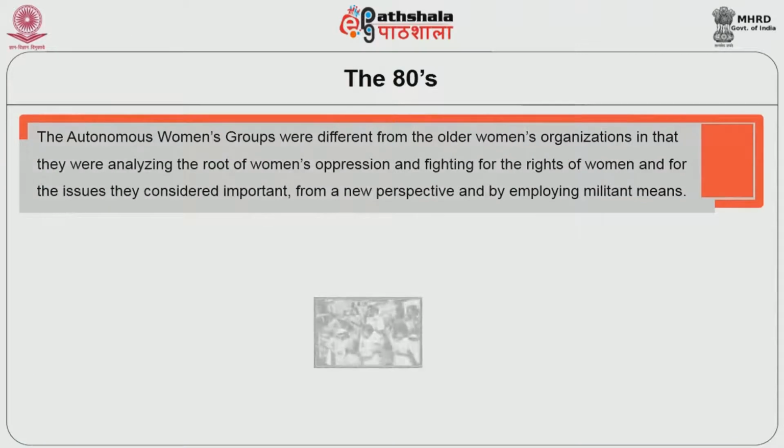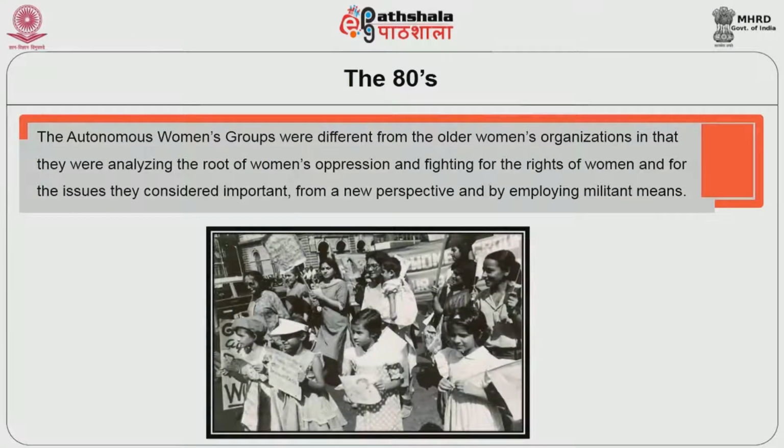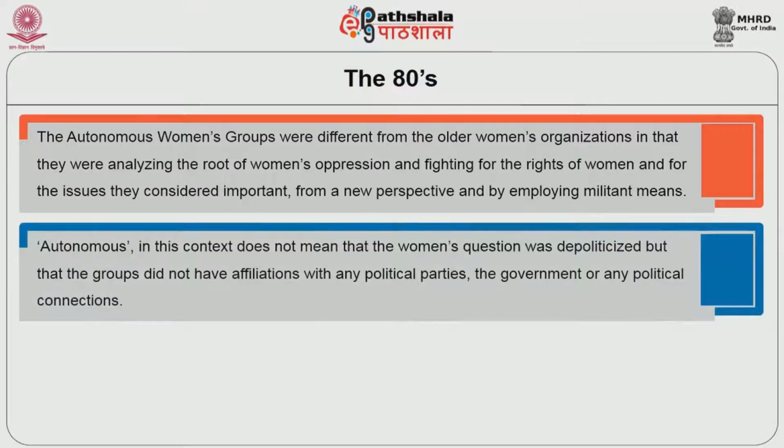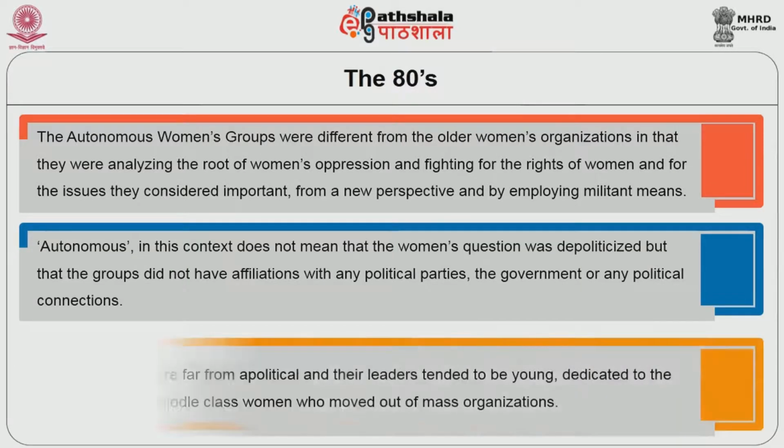The autonomous women's groups were different from the older women's organizations in that they were analyzing the root of women's oppression and fighting for the rights of women and for the issues they considered important from their own perspective, and by employing militant means. Autonomous in this context does not mean the women's question was depoliticized, but that the groups do not have affiliations with any political parties, government or any political connections. The members were far from apolitical, and the leaders tended to be young, dedicated to the cause, educated middle class who moved out of mass organizations.